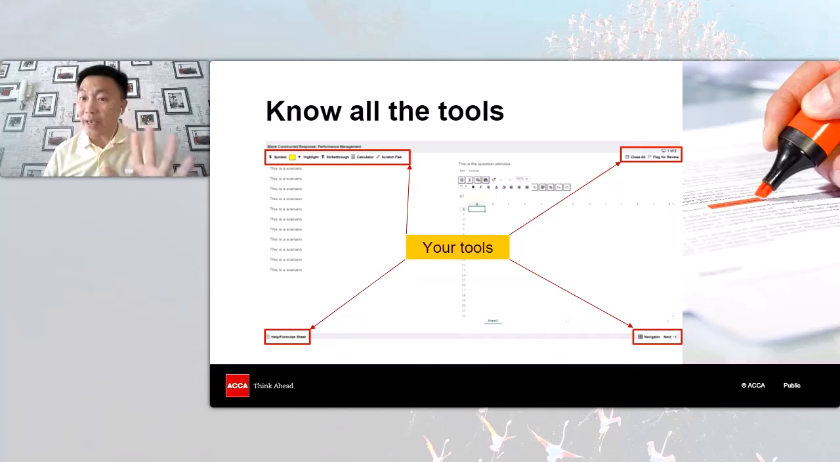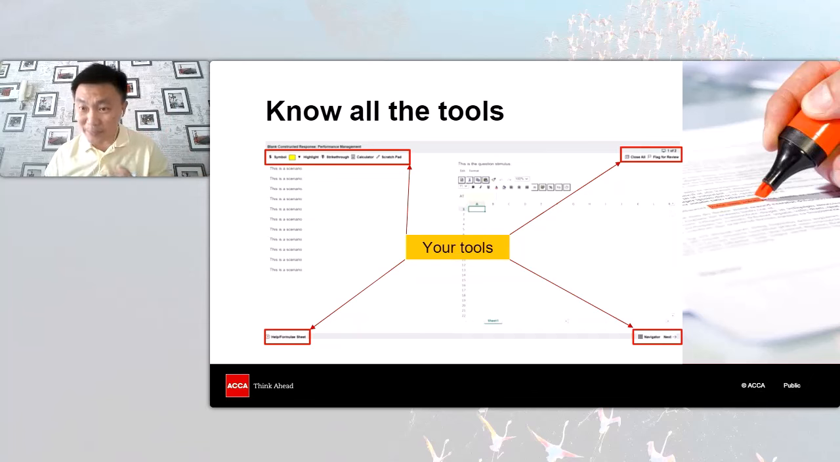Do not wait until the real exam to start exploring and finding out how to make use of all these tools. That is far too late, and you're going to waste too much time doing jobs that you should have done much earlier.